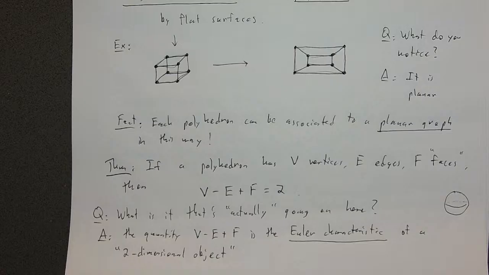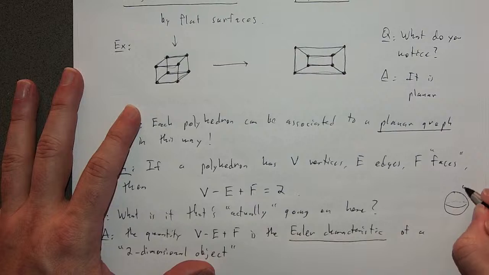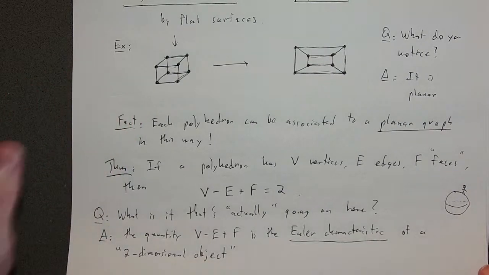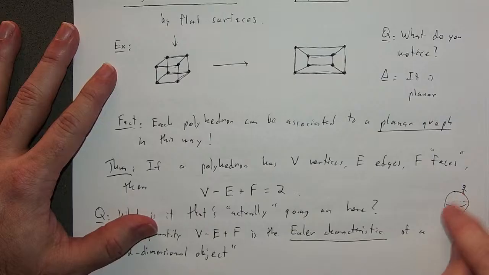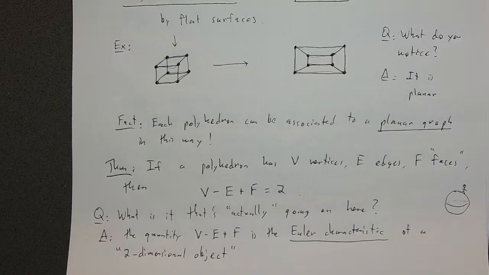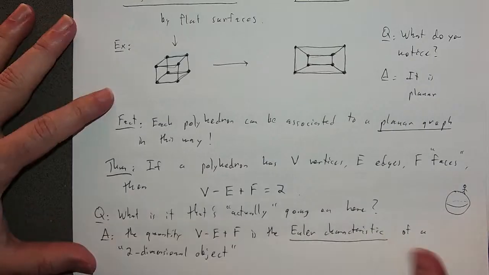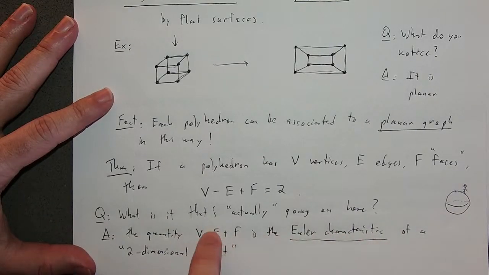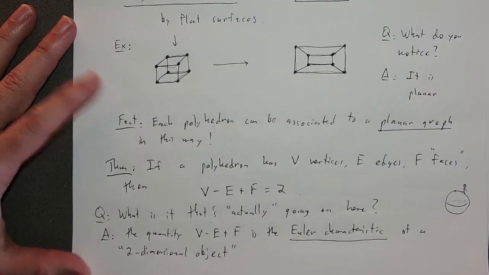So a bug or a person trapped on this, they have their feet glued to this surface. You only need two numbers to describe any coordinate where they are. Two numbers, latitude and longitude, describe exactly where they are on this thing, and that's why this is two-dimensional. So anyway, this quantity is the Euler characteristic of a two-dimensional object.